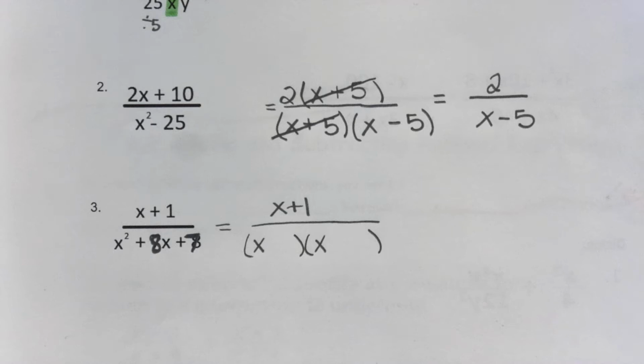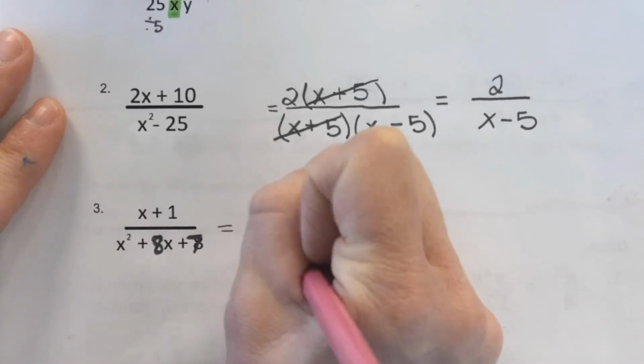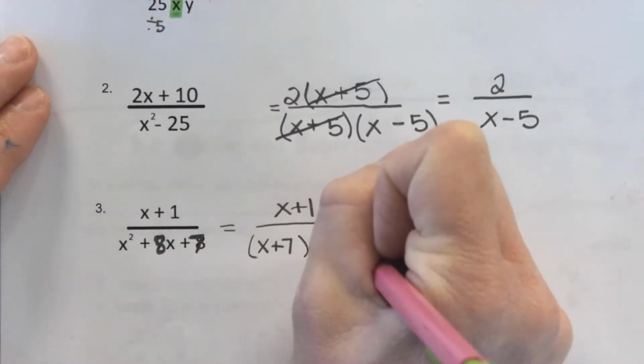Okay, now that our problem is fixed, now let's play the game. What times what multiplies to 7 but adds to 8? 7 and 1, and everything's positive because everything here is positive.